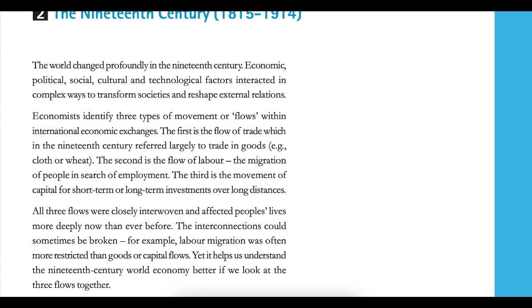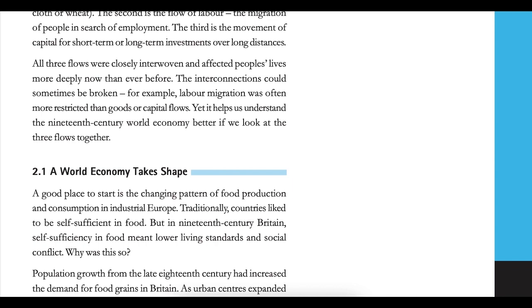All three flows were closely interwoven and affected people's lives more deeply now than ever before. The interconnections could sometimes be broken. For example, labor migration was often more restricted than goods or capital flows. Yet it helps us understand the 19th century world economy better if we look at the three flows together.